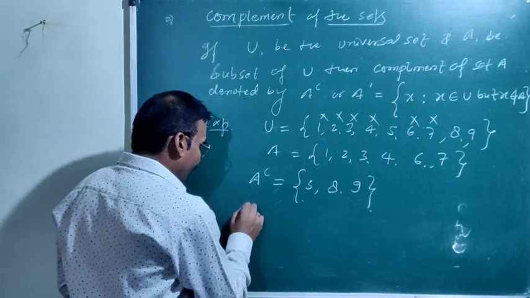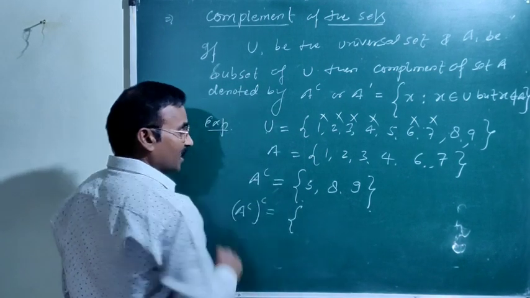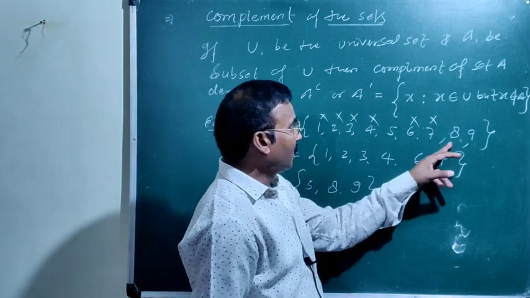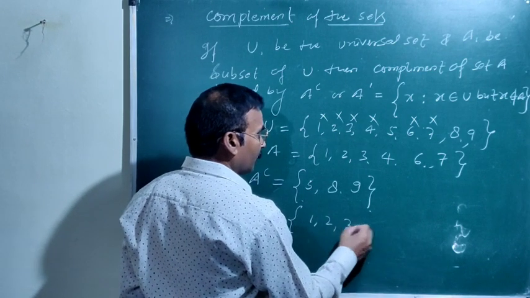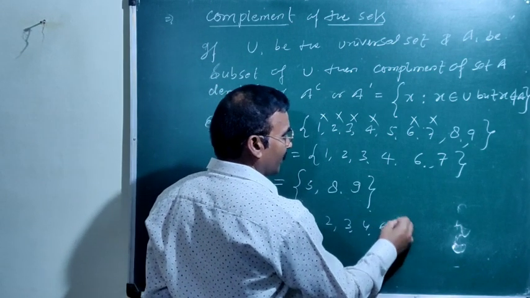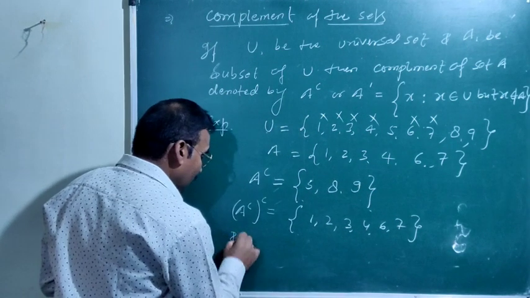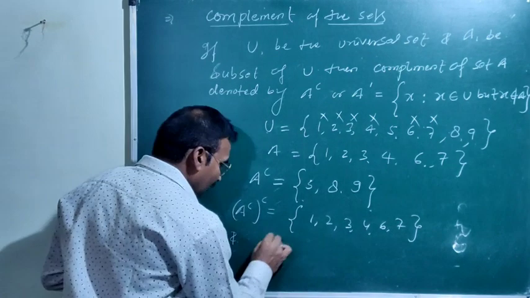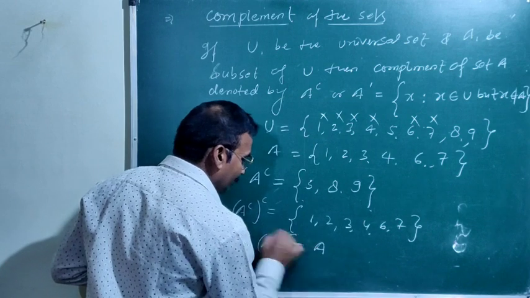If we have to find its complement again, then just leave the 5, 8, 9. So there will be 1, 2, 3, 4, 6 and 7. So there is a condition regarding the complement: the complement of the complement of the set is also the set A.